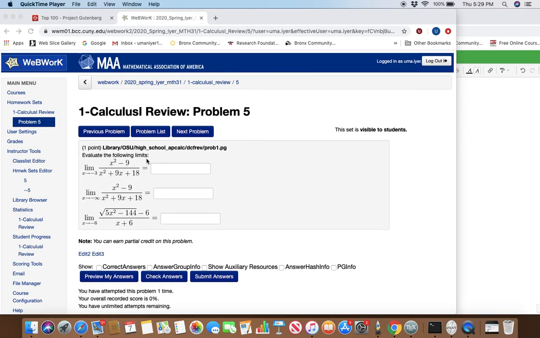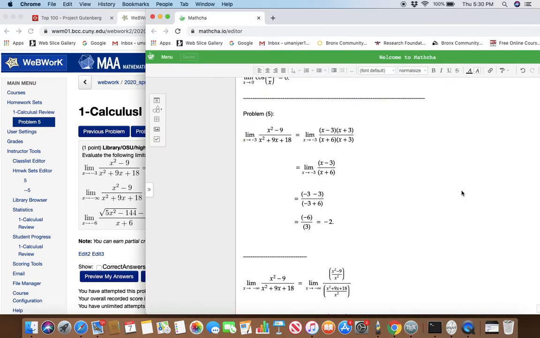Problem 5. Evaluate the following limits. Limit as x approaches negative 3 of (x squared minus 9) over (x squared plus 9x plus 18). Limit as x approaches negative infinity of the same expression. Limit as x approaches negative 6 of another expression. Let's go through one at a time. x approaching negative 3. Okay.